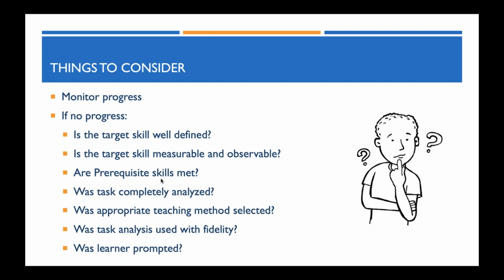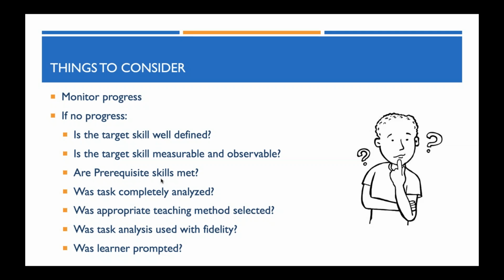So some things to consider when you are doing a task analysis, you have to monitor the learner's progress, and this can be done by collecting data and monitoring how they're doing. If they're not progressing, you might need to ask yourselves some questions. Is the target skill well defined? Is the target skill measurable and observable? Are the prerequisites met? Do they need to work on some of these prerequisite skills maybe before teaching that whole task analysis?